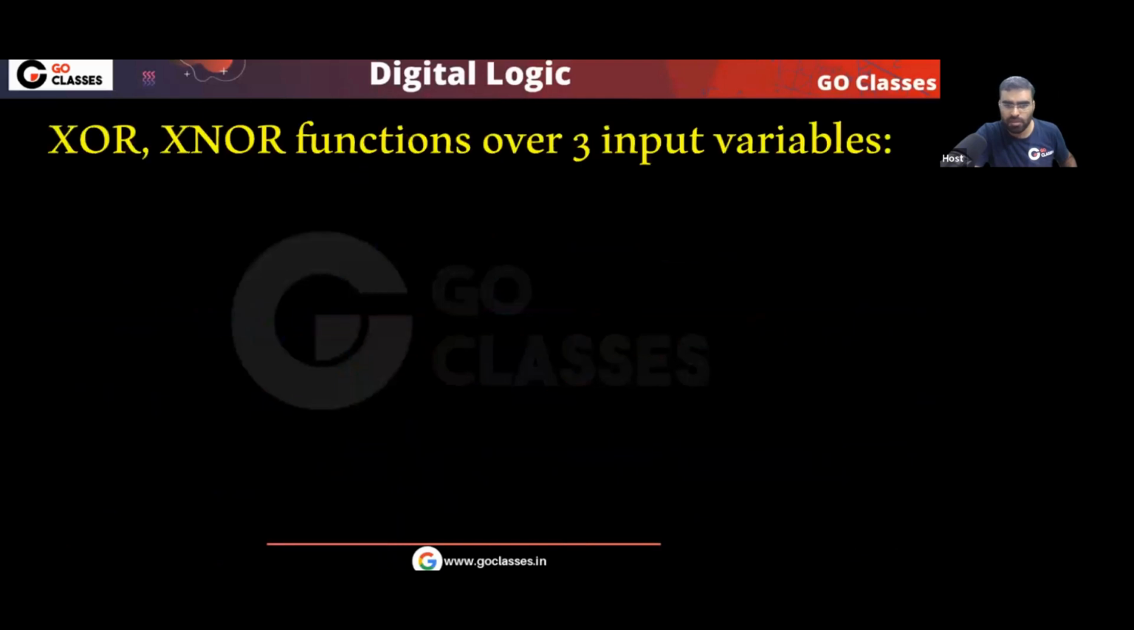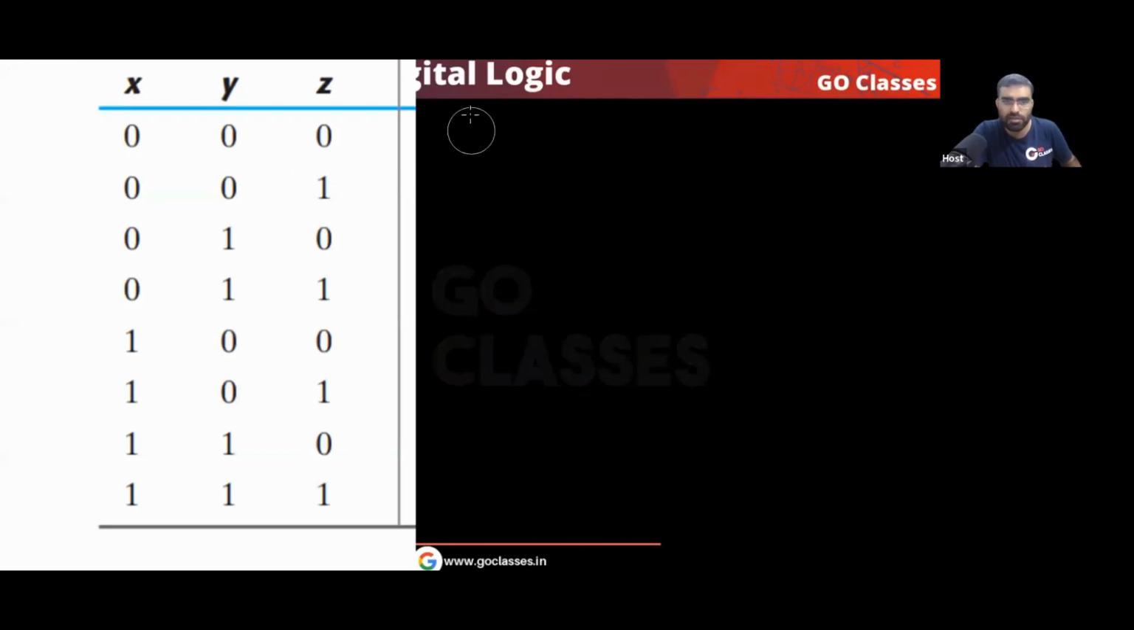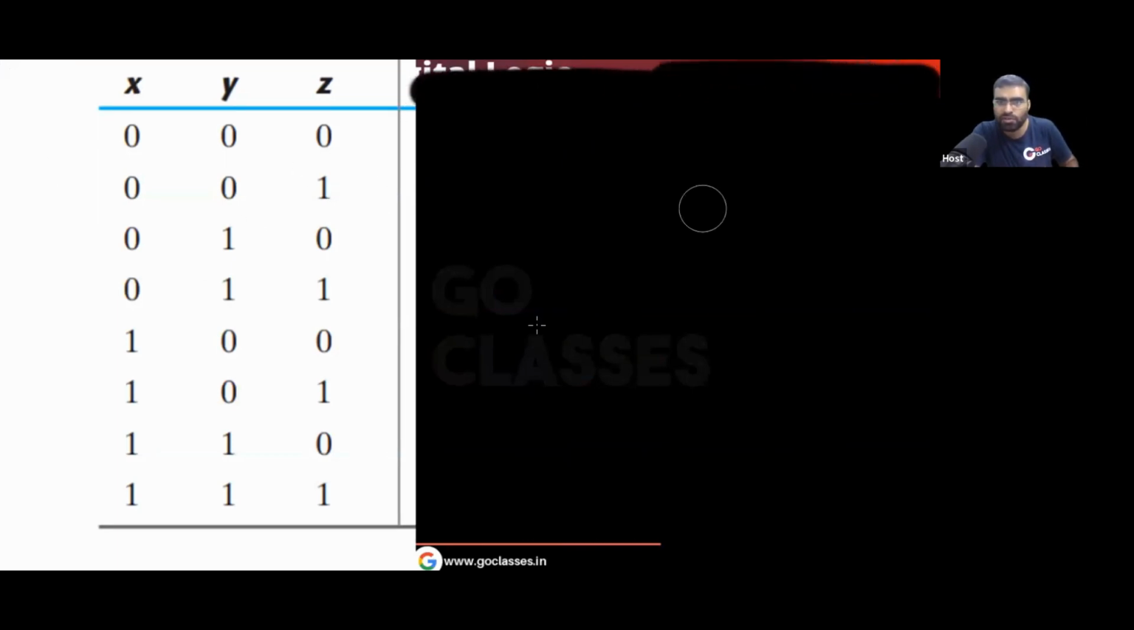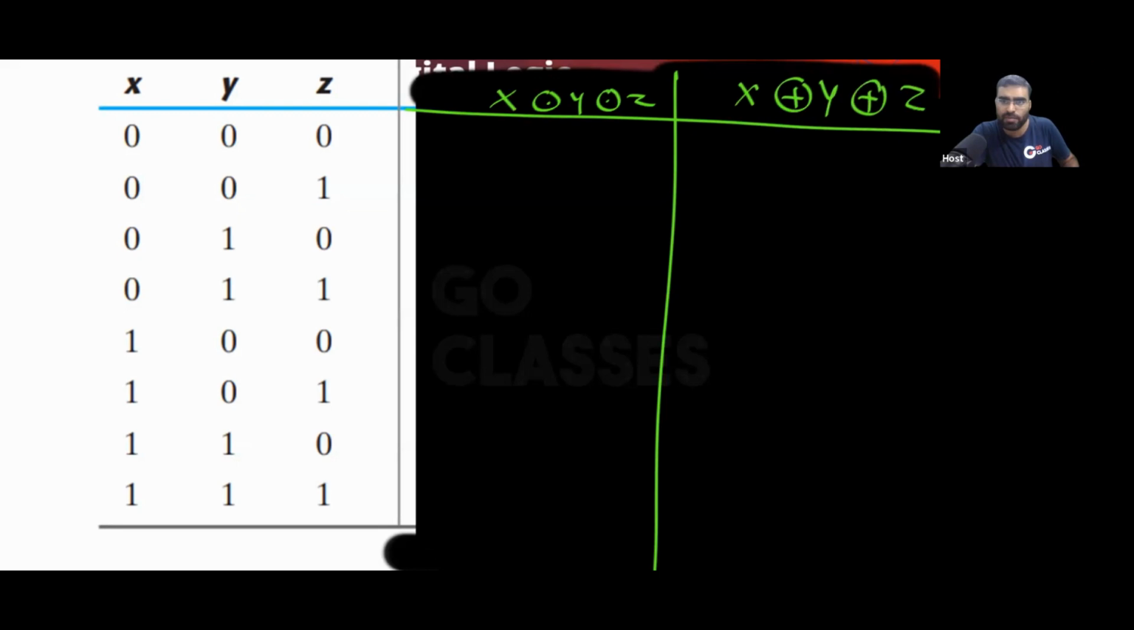Now let's move on. Now let's see XOR and XNOR for three input variables. If you have three input variables, how will they behave? Let's check it using the truth table. From the truth table, let's check how this XNOR and this XOR behave for three input variables.